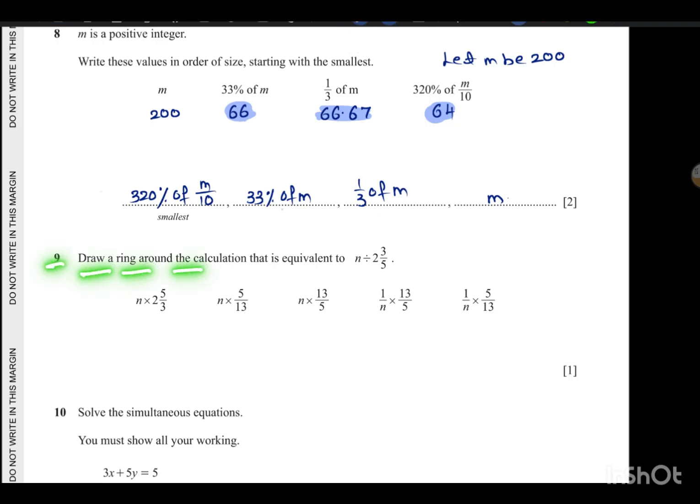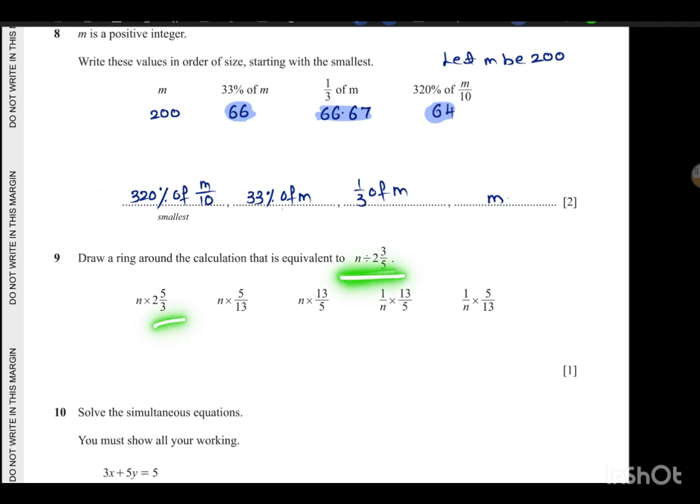Draw a ring around the calculation that is equivalent to n divided by 2 3/5. So n divided by 2 3/5. And what are the options given here? Just check. n × 2/5/3, n × 5/13, n × 13/5, 1/n × 13/5, 1/n × 5/13. So all are multiplication.